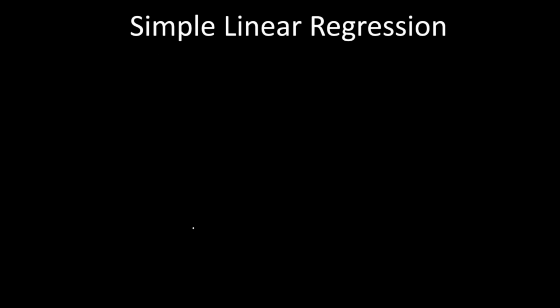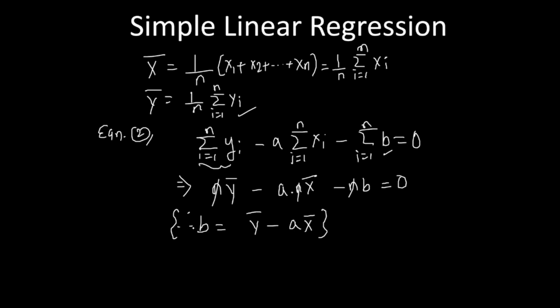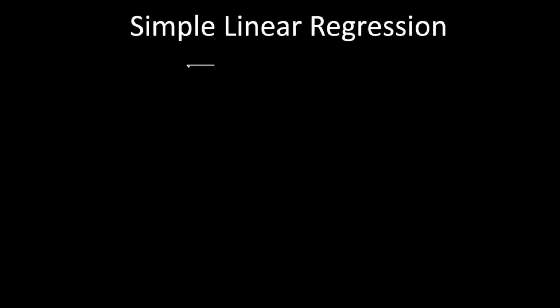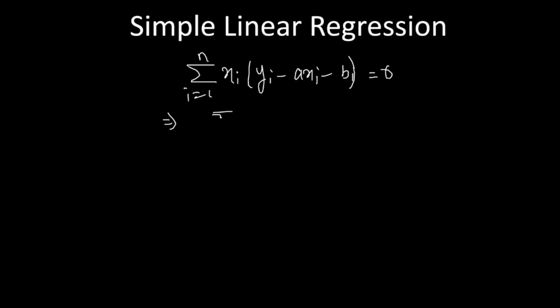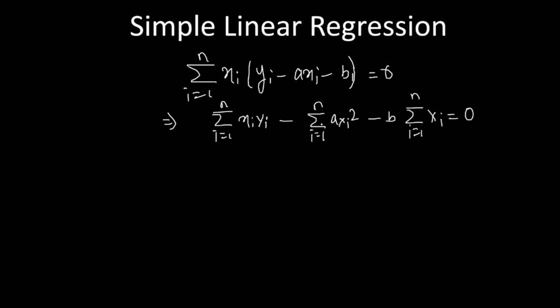Now let's work with equation 1. So equation 1 was something like this. Okay, so we'll write summation i equals 1 to n xi whole into yi minus a xi minus b, only b, equals 0. Break this down to get summation i equals 1 to n xi yi minus summation i equals 1 to n a xi squared, right? And then minus b, the constant, summation i equals 1 to n xi equals 0.